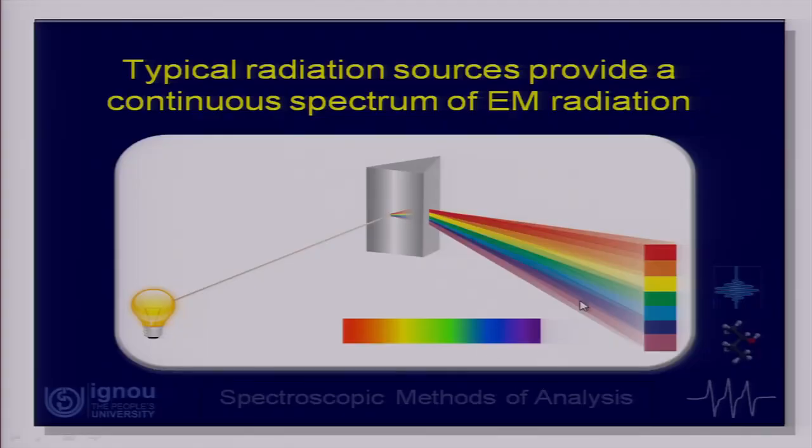And if you look closely, what you find is that this is the typical rainbow, or the VIBGYOR, and you see that there is a continuous variation of the wavelengths or the frequencies over there. This is a typical example of a continuous spectrum. That means, these kinds of radiation sources give out radiation which are polychromatic and they give a continuous spectrum.